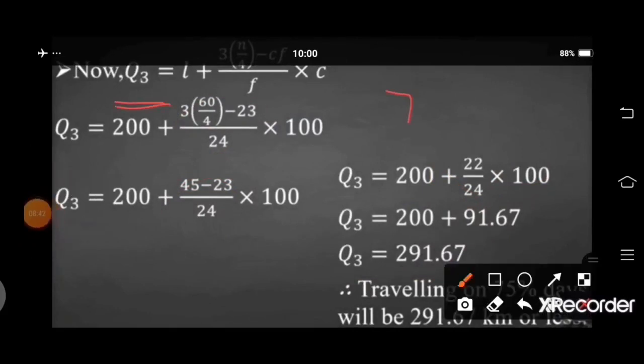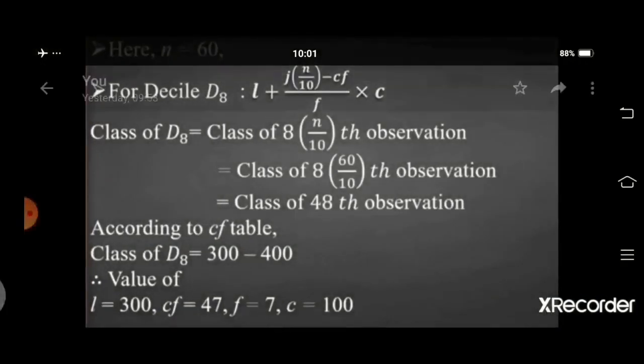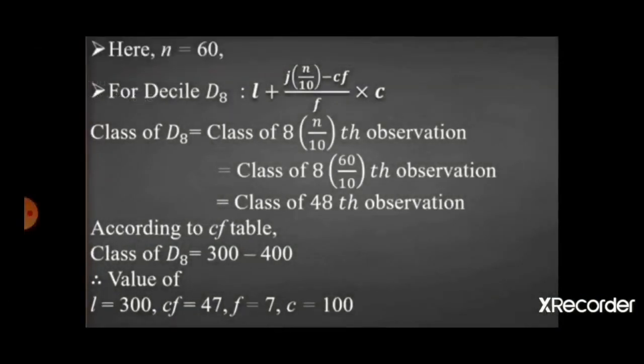Quartile 3 means 75%. So traveling on 75% of days will be 291.67 kilometers or less. Then we have to find decile 8 in this sum.